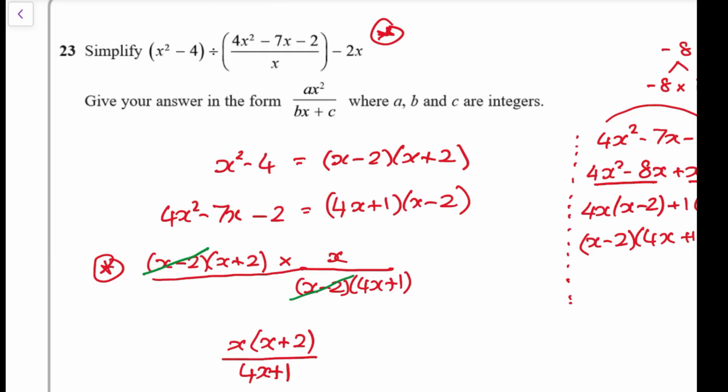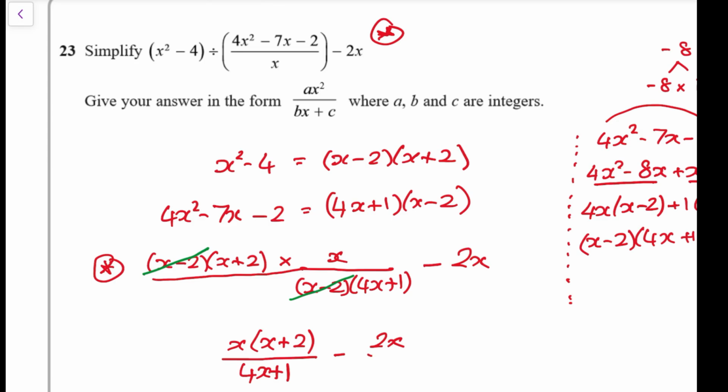Now, I need to be careful because actually I wrote something that was incorrect, didn't I? Because actually the star isn't equal to this, it's equal to this minus 2x. I need to make sure I keep those minus 2x's in. Otherwise I'm going to forget to put it in and I'm going to get the final answer wrong. So I've got minus 2x.